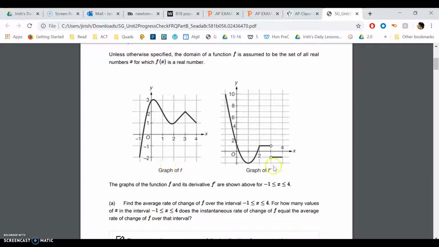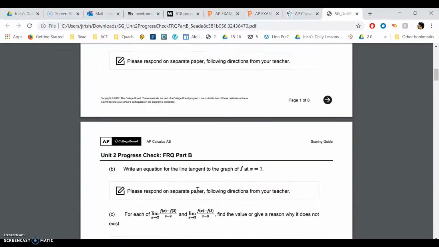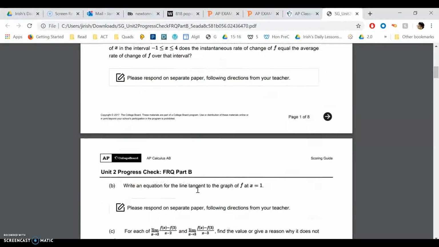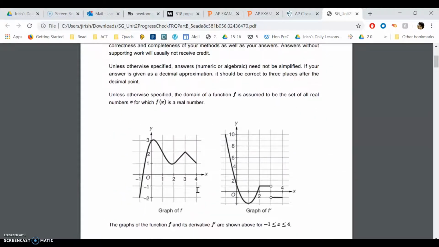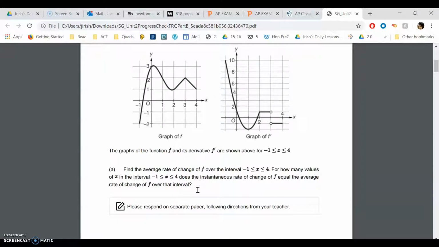So we have the graph of f and the graph of f prime. It says the graph of f and the derivative of f between -1 and 4. So between -1 and 4, yep. See if you can do A, B, C, and D. The answers are down here if you just keep flipping, and then you can unpause it and see my explanations. All right, ready, set, go. Yeah, all right, here you go.